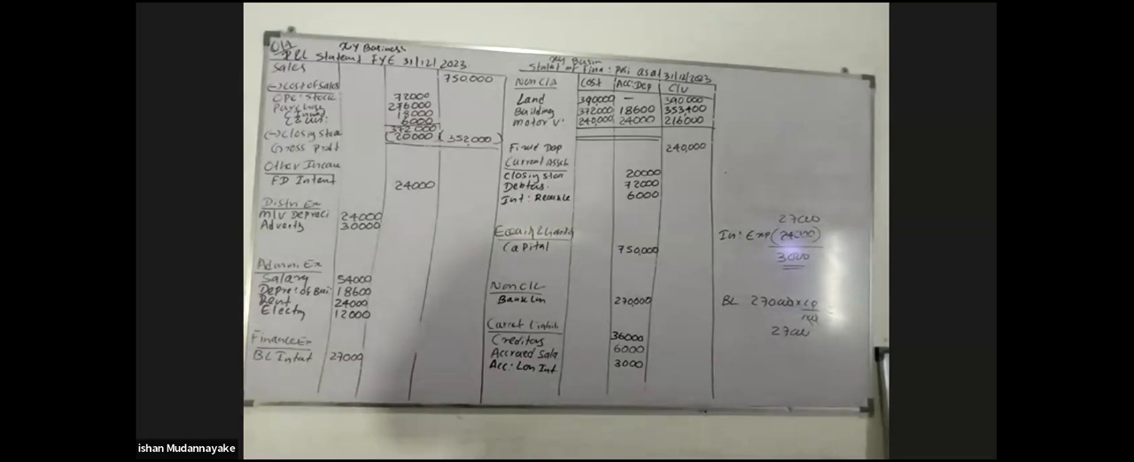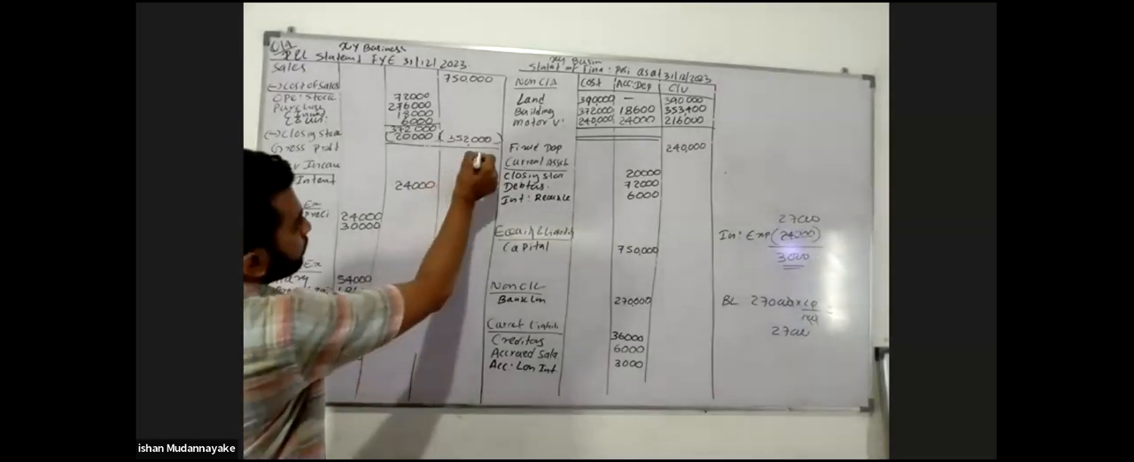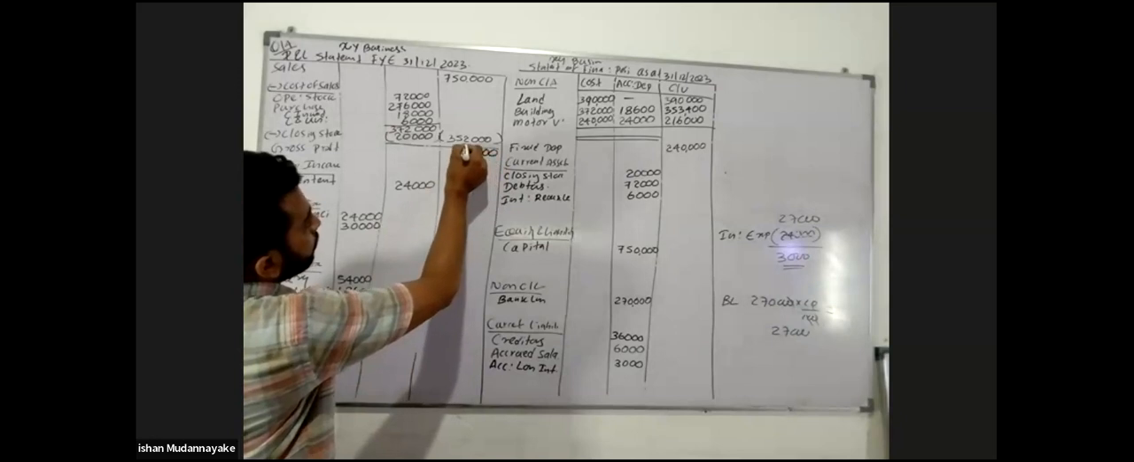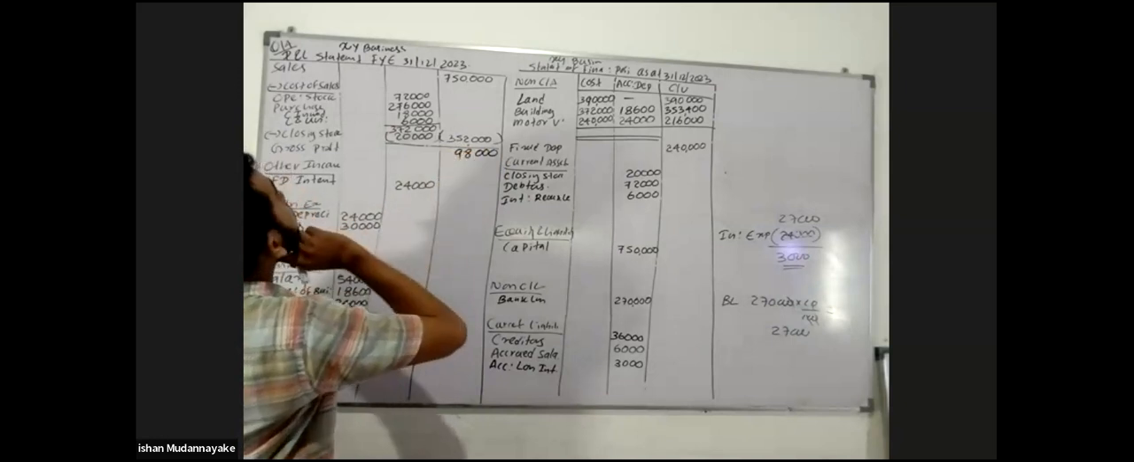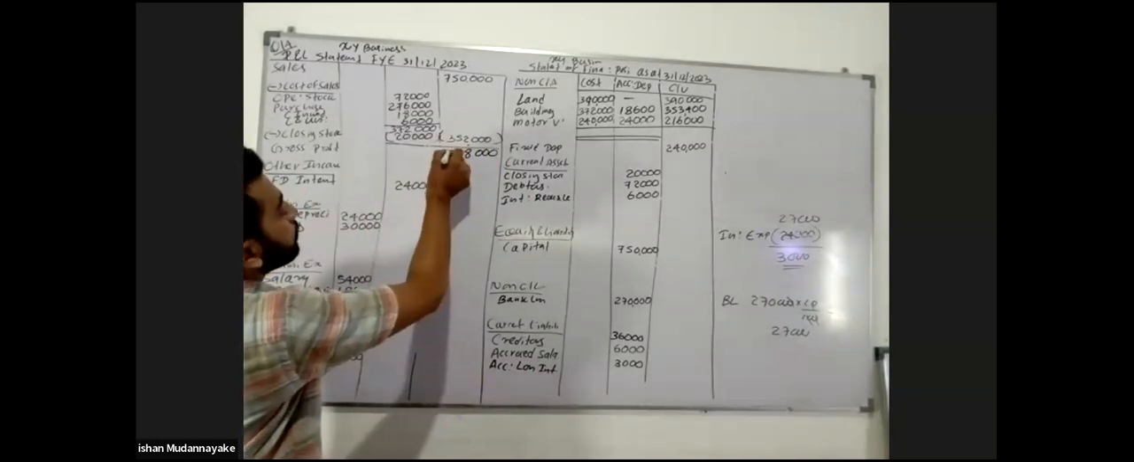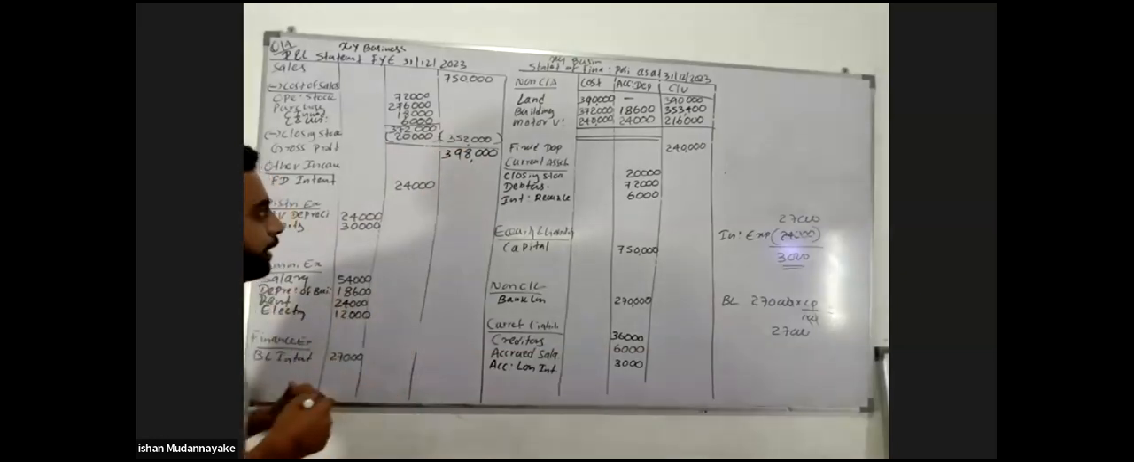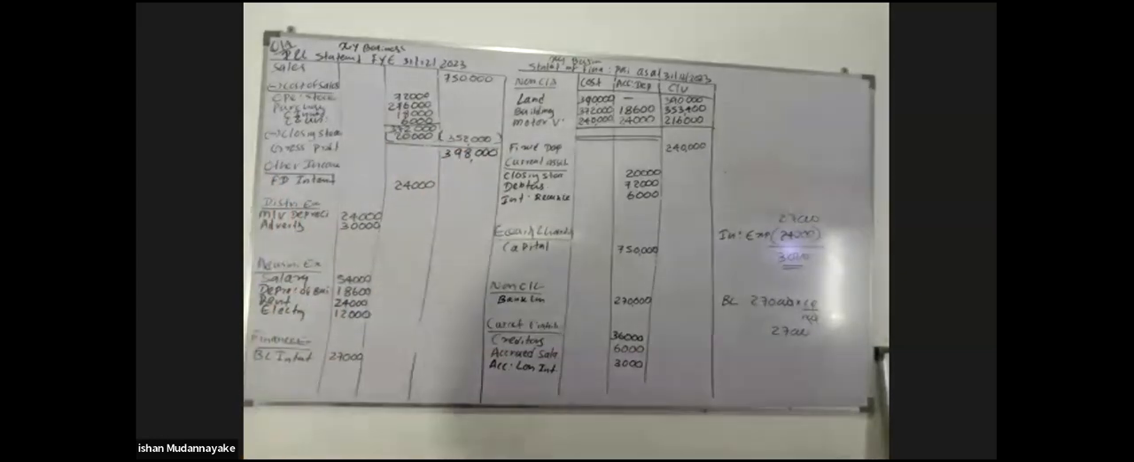Right, now you can calculate the gross profit of the business. How much is the gross profit? 398,000. Is it correct? Gross profit of the business organization is 398,000.